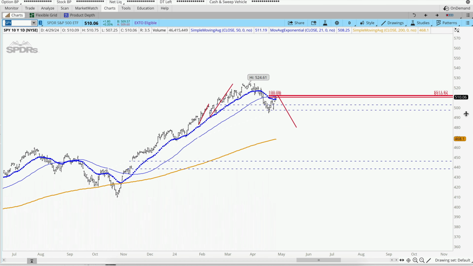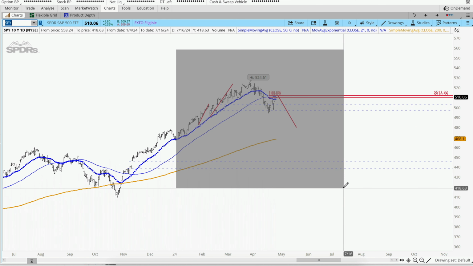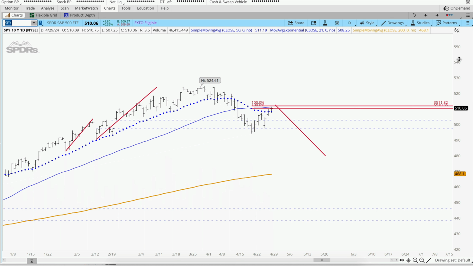So that's what I have for you guys. Right now, there's just some decisions to be made on these overall markets. And from here, we start to make our decisions along the way.